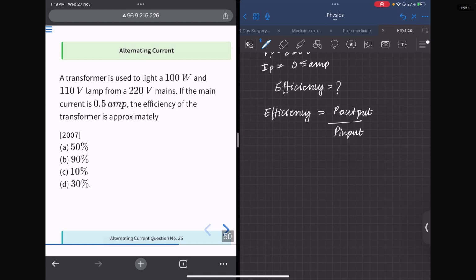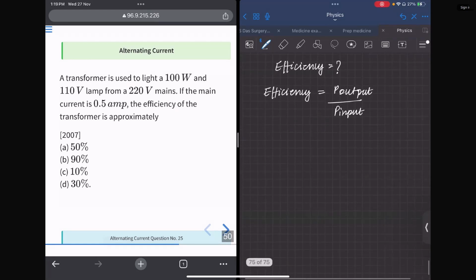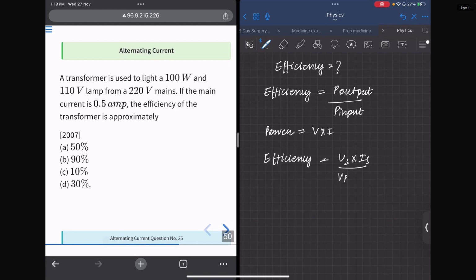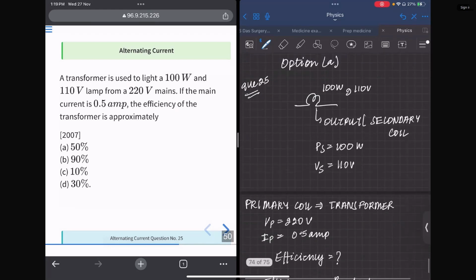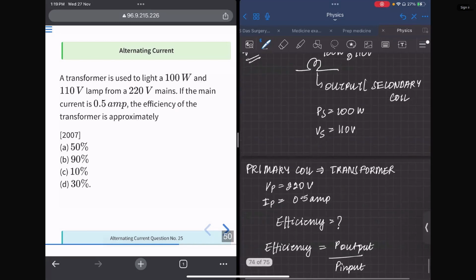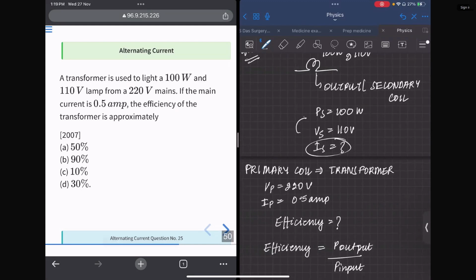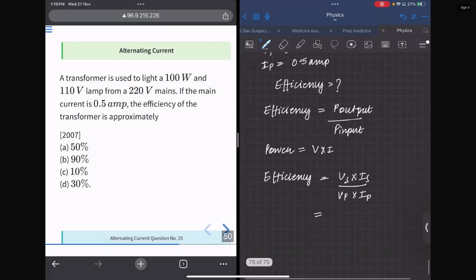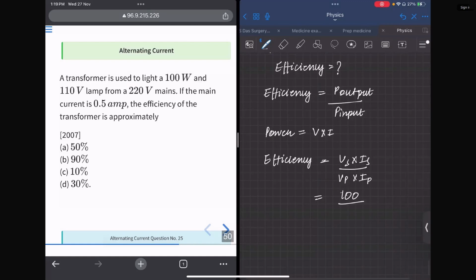So power is V into I. So efficiency can further be written as V of secondary into I of secondary upon V of primary into I of primary. We have not been given current in secondary coil. So why do we actually need current if we are already given the power? So it is 100. So 100 divided by V of primary is 220.